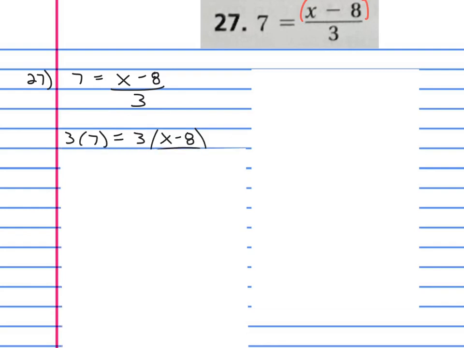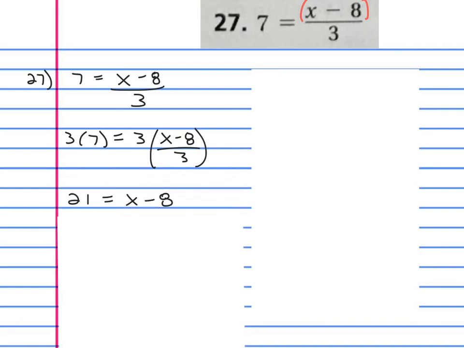3 times 7 in parentheses equals 3 times (x minus 8) over 3 in parentheses. Okay, everything on the left-hand side goes in parentheses. Everything on the right-hand side goes in parentheses. And then the multiplier goes out front. So we now at this stage simplify. 3 times 7 is 21. And of course, the whole point of multiplying by 3 was to undo this divided by 3. So both of these parts go away, leaving just x minus 8.